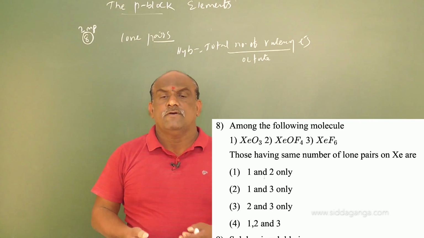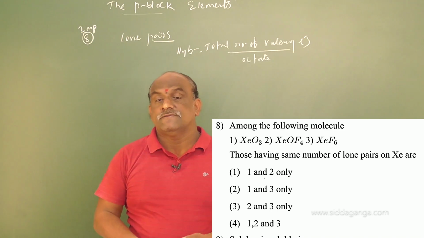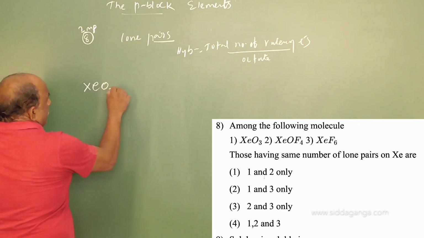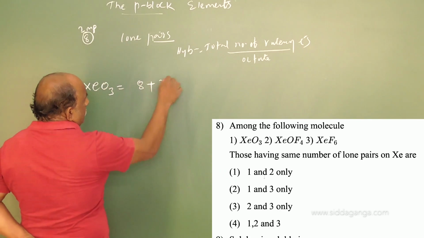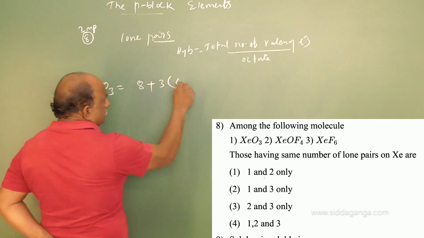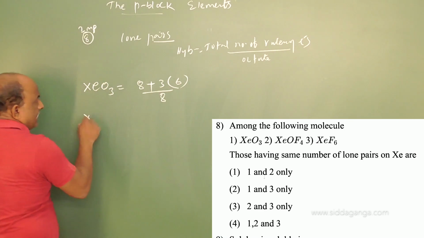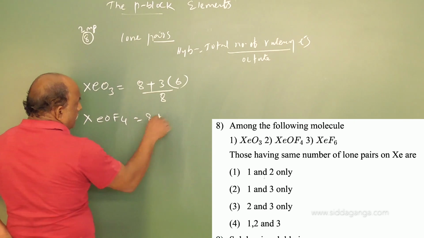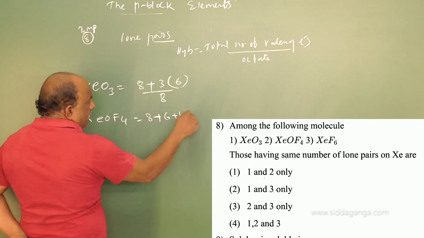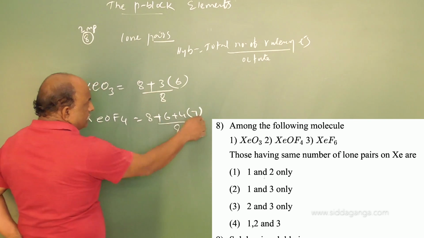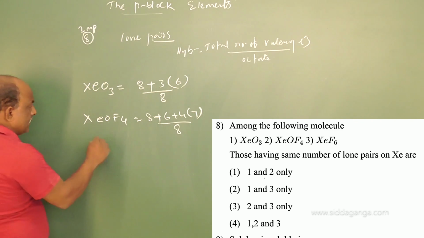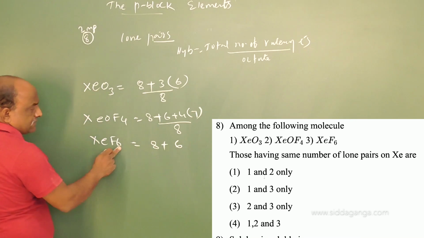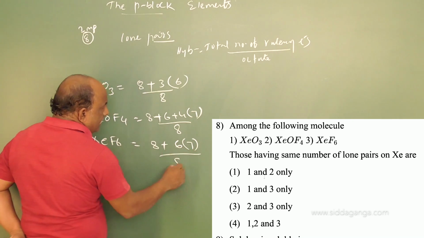We want the number of lone pairs of xenon in different compounds. See this XeO3: xenon belongs to the 8th group, 3 oxygen atoms, oxygen belongs to the 6th group, divided by 8. Second example, XeOF4: xenon 8th group, 1 oxygen atom 6th group, number of fluorine 4 into 7, divided by 8. Third example, xenon hexafluoride: xenon 8th group, number of fluorine 6 into 7th group fluorine, divided by 8.